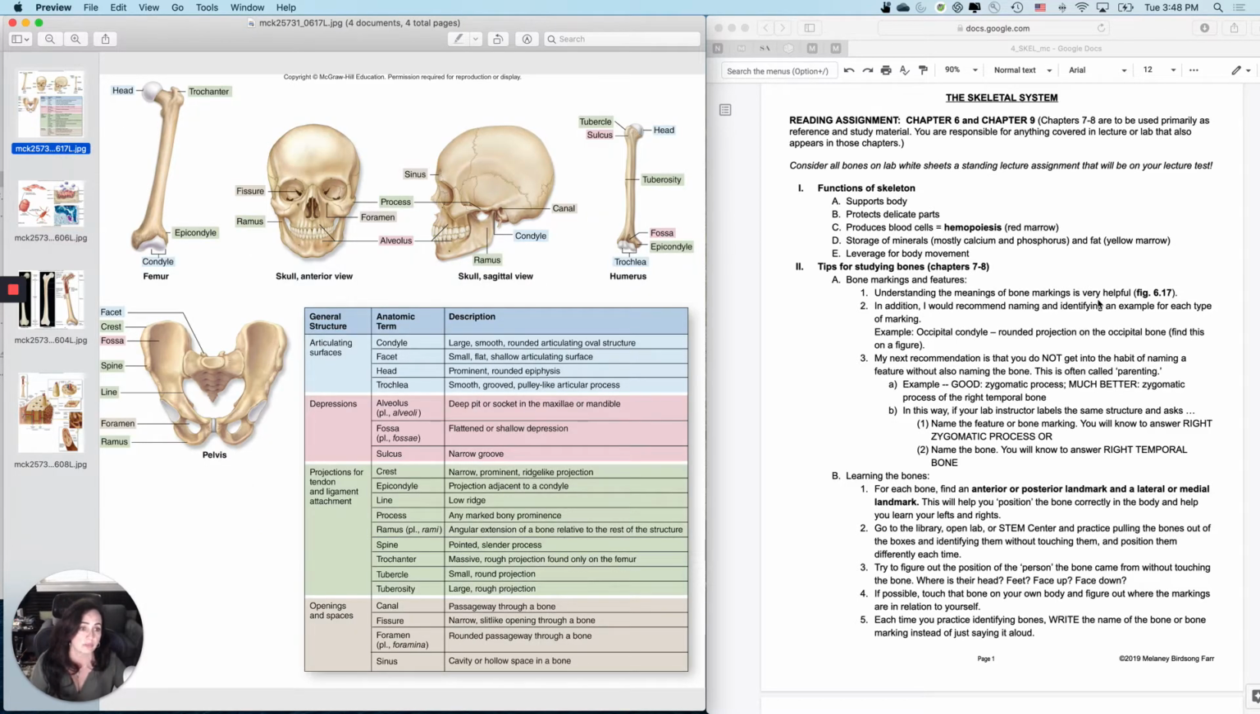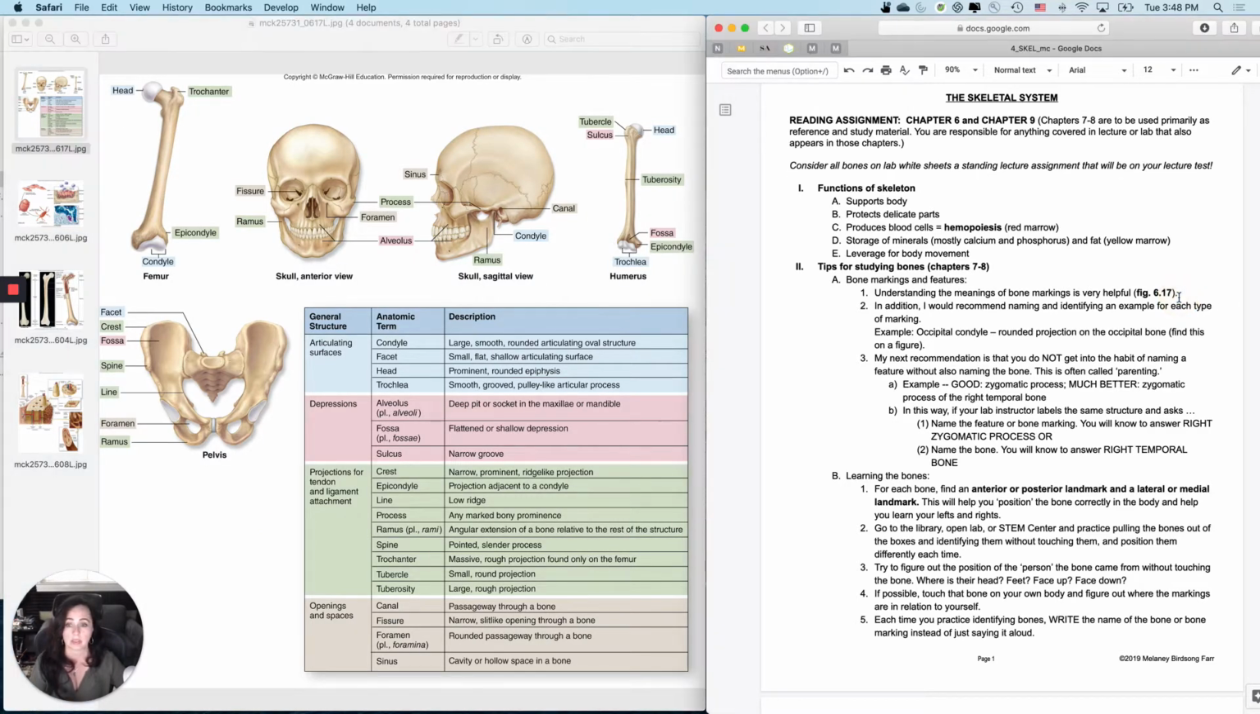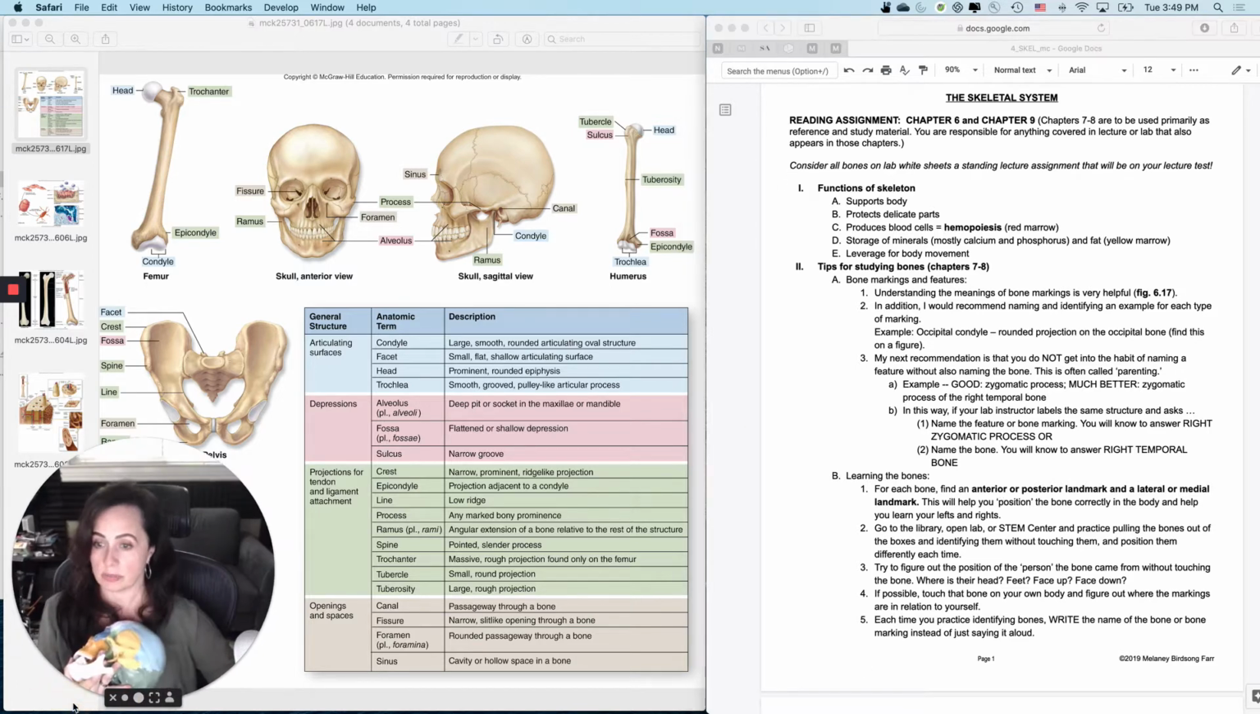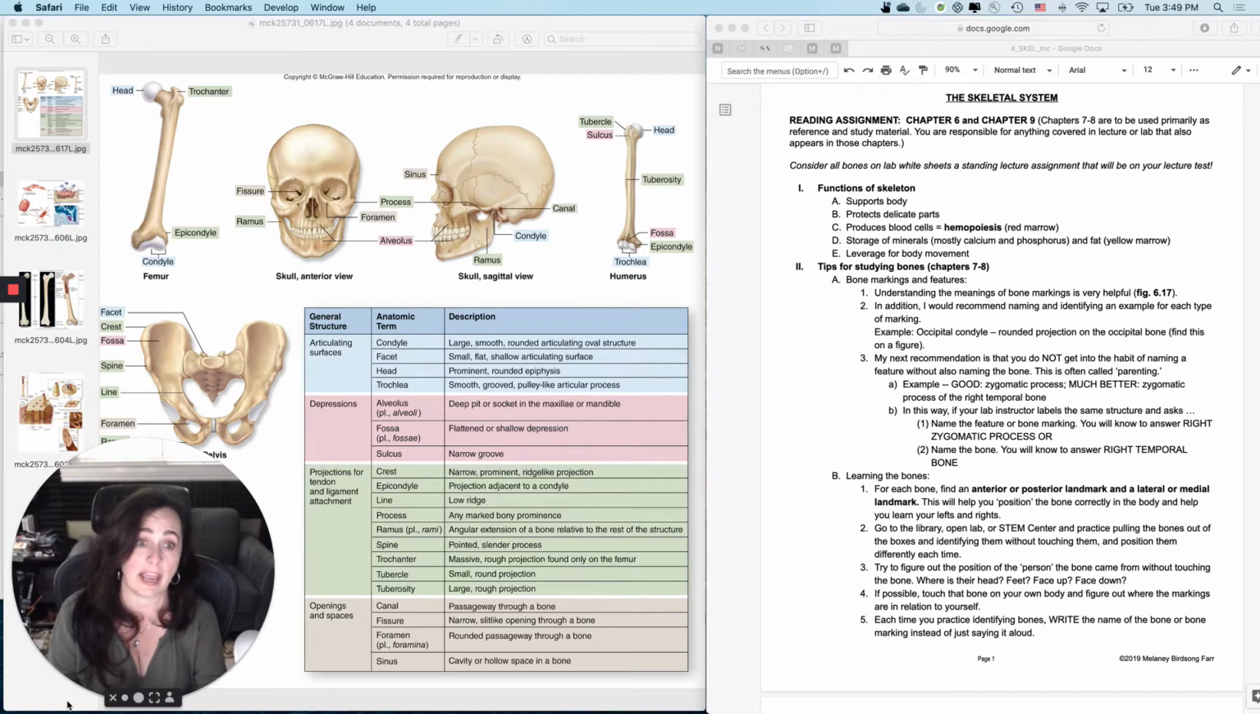So figure 6.17 in your textbook has some of the major bone markings, what we call them, and what they mean. The reason that is helpful is because if you know that, for instance, a condyle is a rounded articulating surface, then it's not too hard for you to figure out that this little articulating surface might be a condyle. And then you go look for condyles elsewhere and you figure out, oh, okay, every time I see a condyle, it looks kind of like a knuckle. So understanding the meanings of bone markings is super helpful.